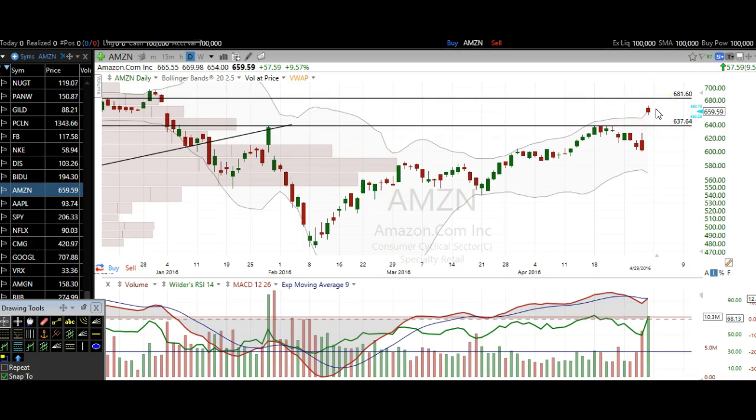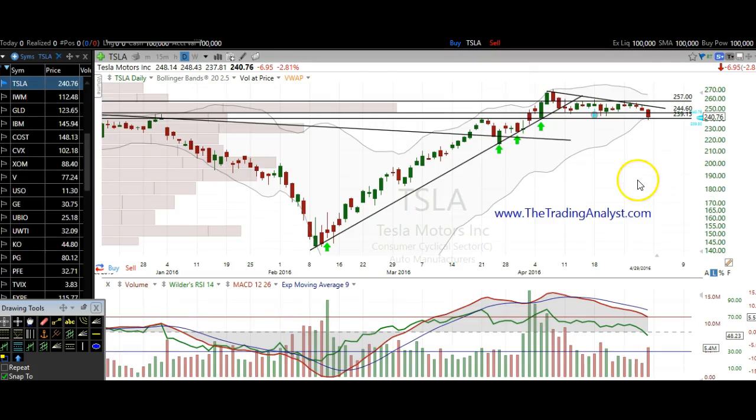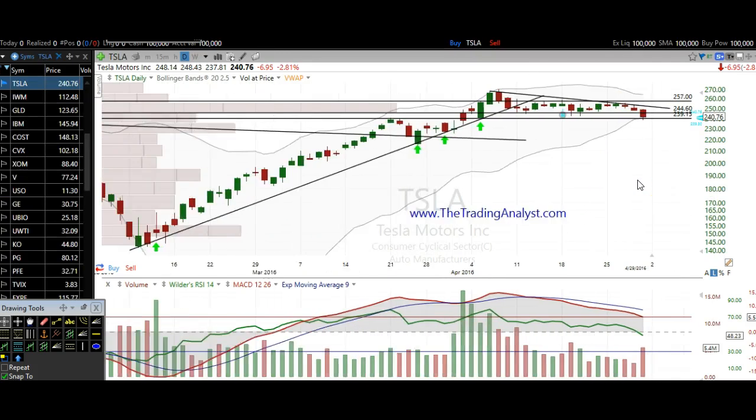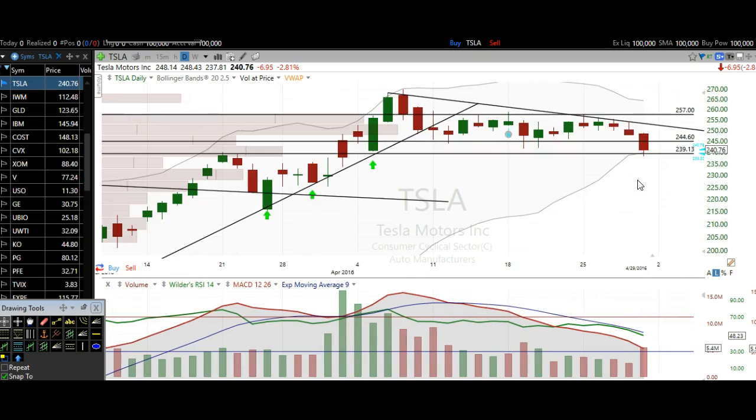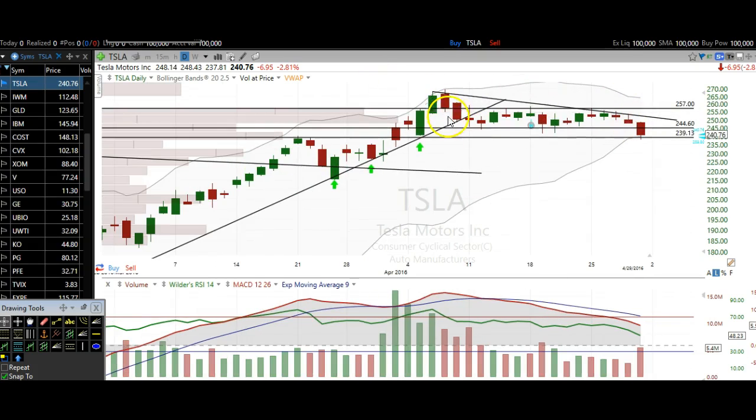Okay. Next, I'm going to be covering Tesla. I've been mentioning on our daily webinars for our members that I think Tesla is going to be heading down. These past couple of days have given me a sign that Tesla is going to be heading down. We have this downtrend line to work on, and we have this box that Tesla has been trading in. Top of the box 257, low of the box 244, and we finally broke outside of that box.